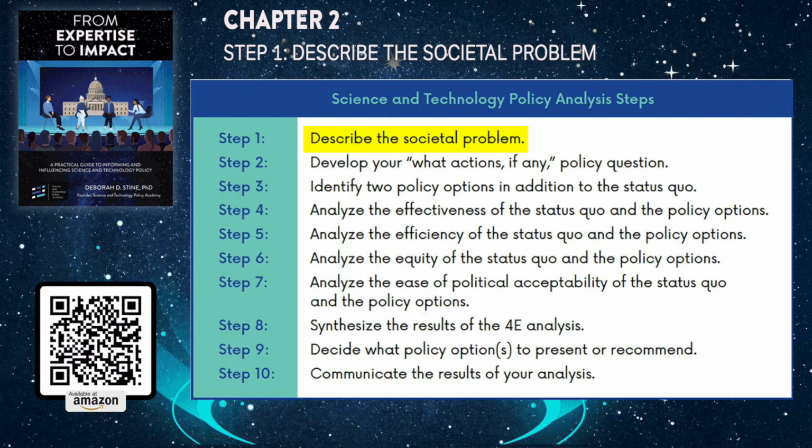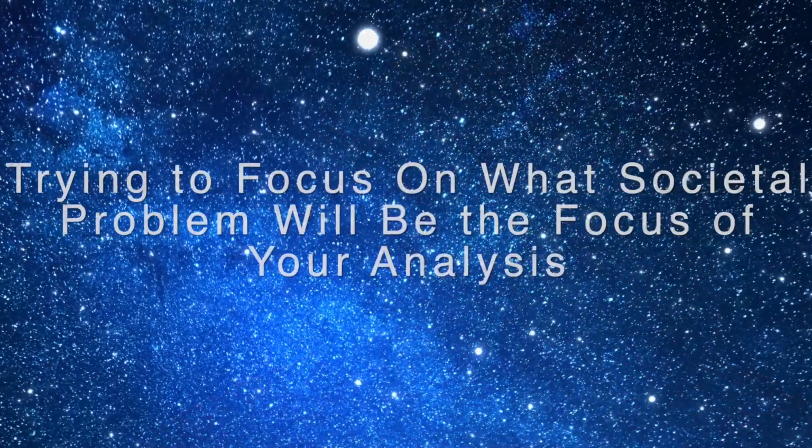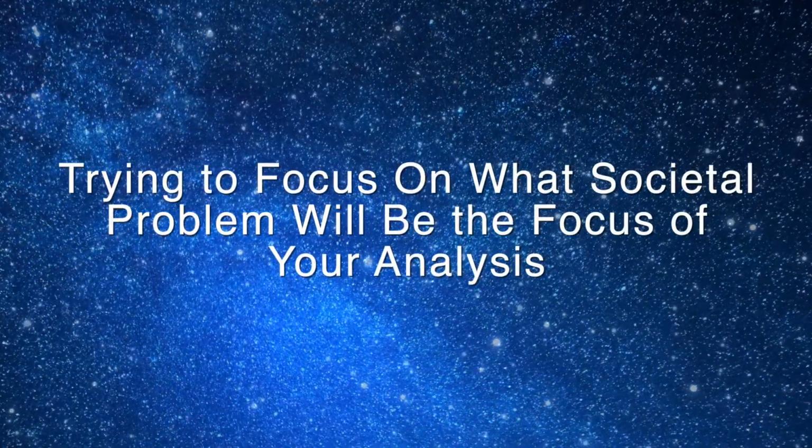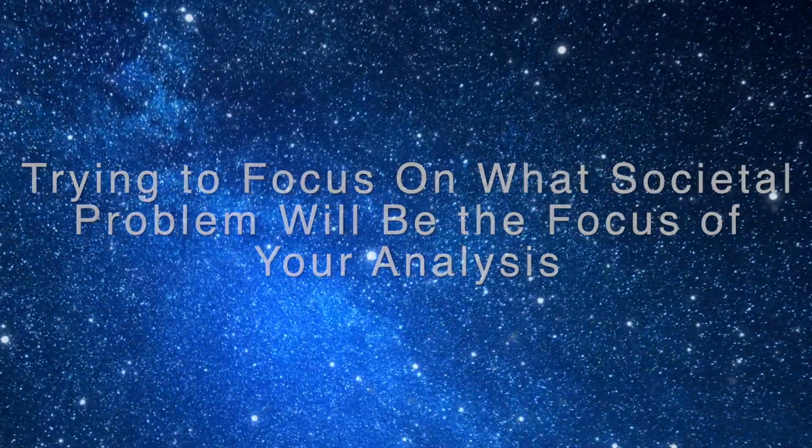So, throughout this book, we're going to go through the 10 steps involved in policy analysis. And you're going to want to go through each of these steps so you can have an analytical basis for your communication to policymakers and the public about your science and technology policy topic. So, the first one, which is actually the most challenging, is trying to focus on what societal problem will be the focus of your analysis.